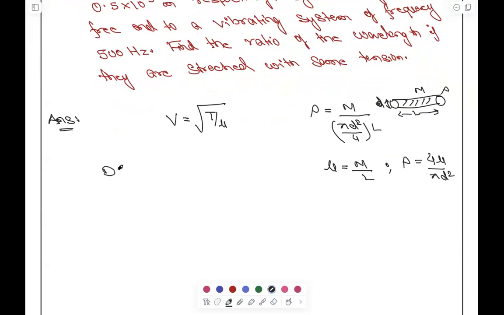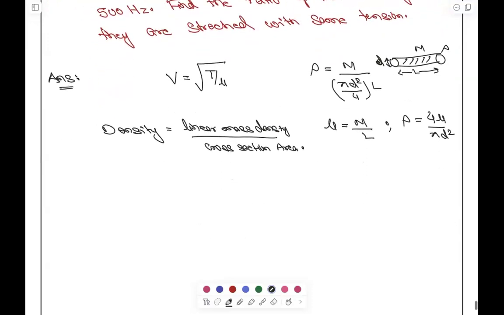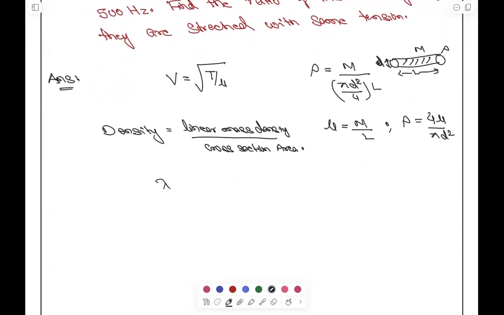So you can write that density is linear mass density by cross section area. Now we are concerned with finding out the ratio of the wavelength. What is wavelength? So lambda into f is equals to v. भाई यहाँ पे फ्रीक्वेंसी भी सेम है. So can I say that कि lambda is proportional to v? Yes or no?